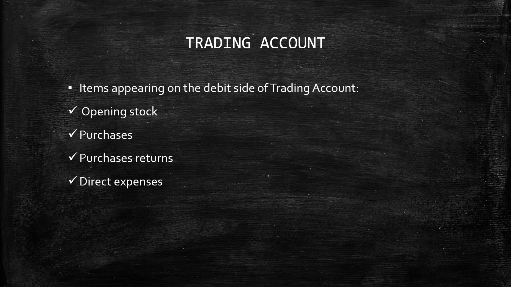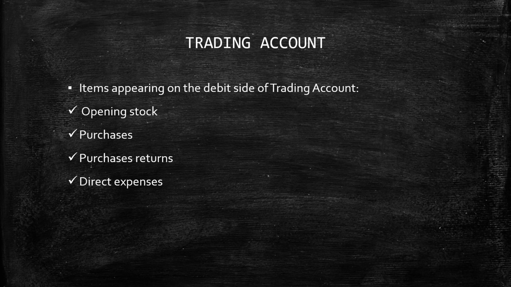So the first statement, the trading and profit and loss account, has been subdivided into two categories. The first account is the trading account. So there will be a debit side and a credit side. So what are all the items that appear on the debit side of the trading account?